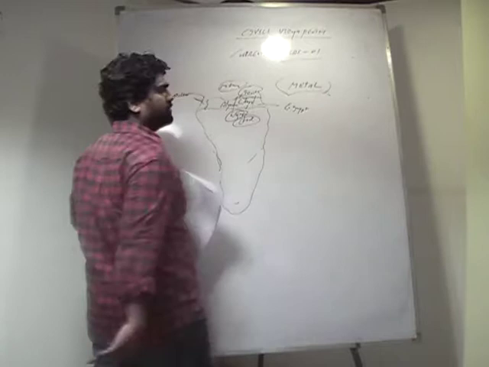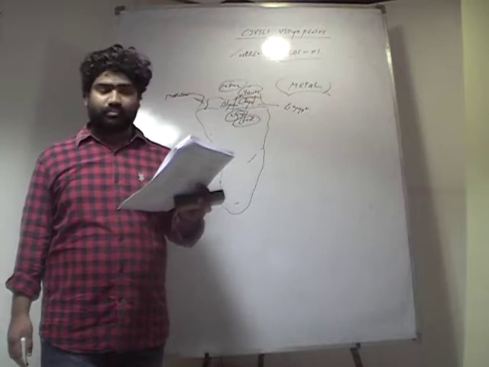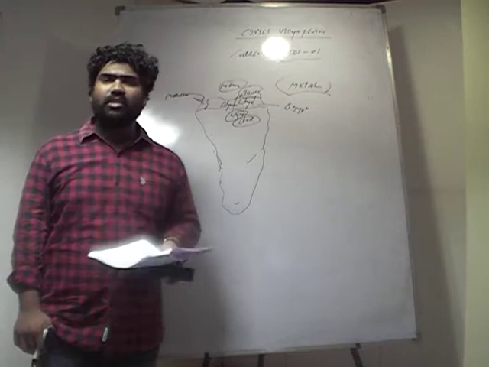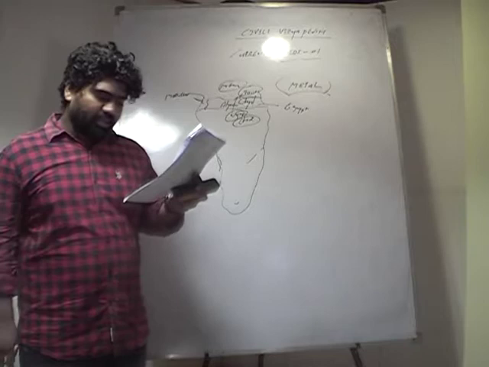Question fourteen, consider the following statements about acute encephalitis syndrome. It is caused by Japanese encephalitis virus. In fact, it is also caused by other viruses. It is characterized by high fever and inflammation of the brain. This is widely seen in the eastern part of India, Bihar, West Bengal, etc. The carrier is a mosquito.